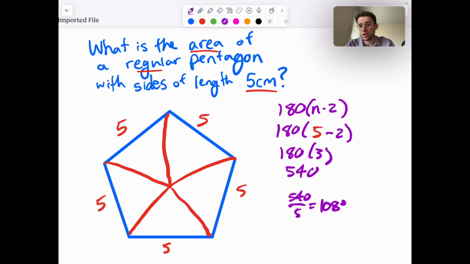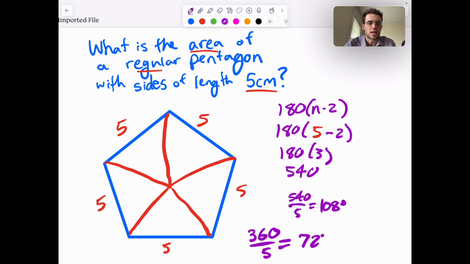You could use exterior angles. We know that the total of the exterior angles is 360 degrees. So if you divide that by 5, you would get that each exterior angle equals 72 degrees. And then you could use that to find the interior angles by doing 180 minus 72. The exterior and interior angles are supplementary. So those are a couple ways you could do it.